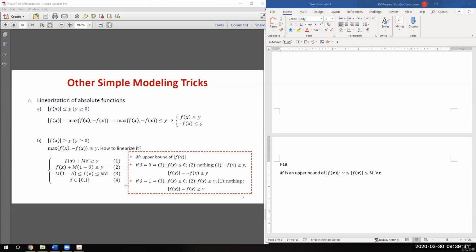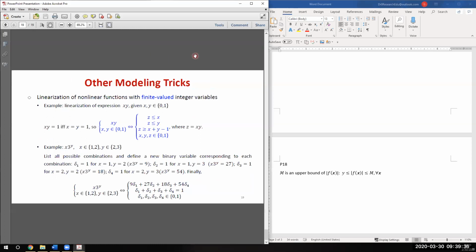That's something good. Okay, let's have a look at the last case that I'm going to introduce in this lecture. The last two cases actually, which is to linearize nonlinear functions with finite-valued integer variables. Here, what I mean is some integer variables with very limited finite values. For example, in this case x is in {0, 1, 2}, y is in {2, 3}. You cannot have a very, very large size, for example, x is in 1 to 1 million. Then this method does not work. Okay, let's have a look one by one.